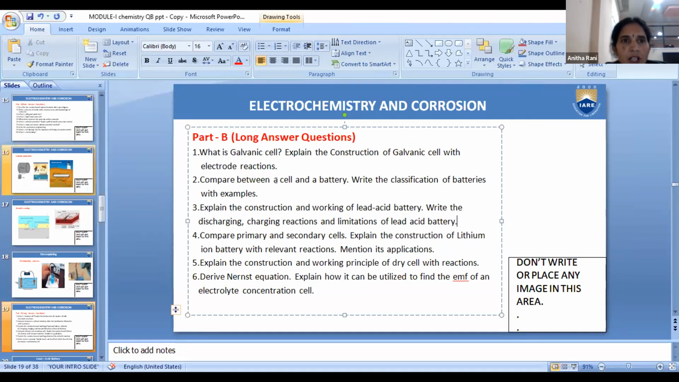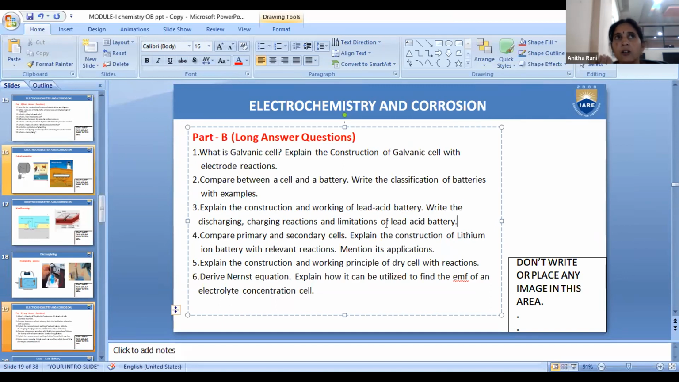What are we taking as electrolyte here? Sulfuric acid. Tell me the limitation. One limitation is there. Sulfuric acid is harmful. Corrosion, due to H2SO4. Due to this H2SO4, sometimes the battery will undergo corrosion.